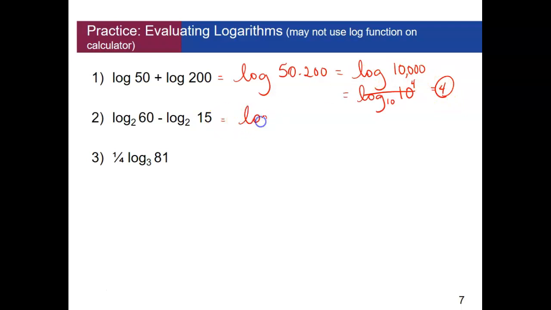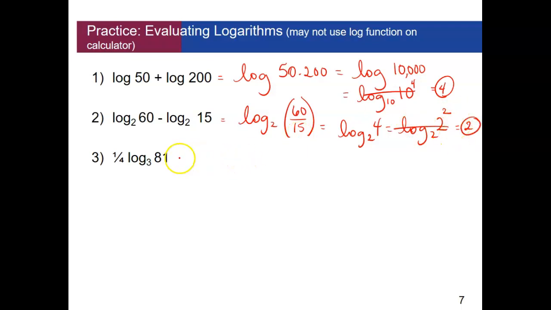This one, when I rewrite it, I'm going to have 60 over 15. So that's going to be log base 2 of 4. So the 2 and the 2 here, once I do this rewrite, is just going to make it be equal to 2. This one, I've got something in front that I'm going to take up as an exponent.